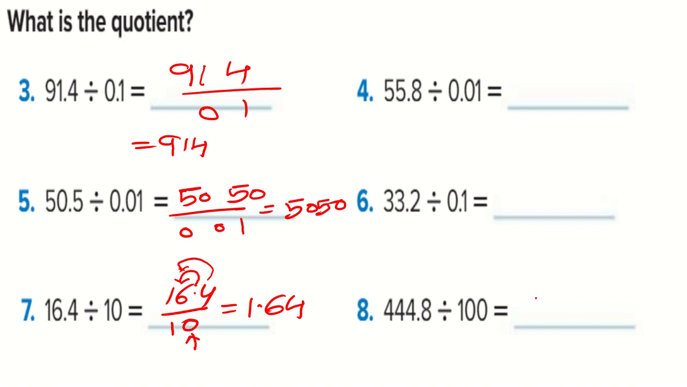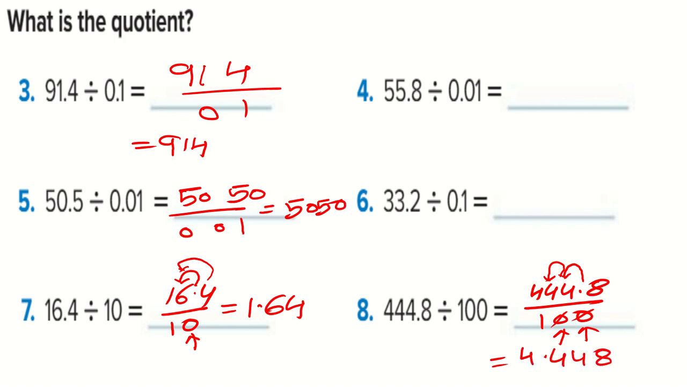For example, see this example, 444.8 divided by 100. How many zeros do you have in the denominator? 2. So the decimal point will shift two decimal places, 1 and then 2 here, and these zeros will be cancelled. So what will be the answer?